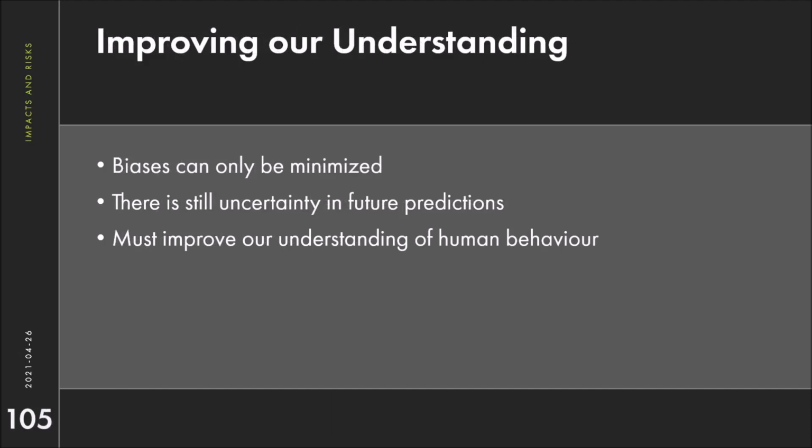We cannot eliminate these biases, but only try to minimize our lack of knowledge and continually reevaluate our understanding of the world over time. We cannot predict the future with certainty, like psychohistory in Asimov's Foundation series, but we can continue to update our models as our understanding of social behaviors changes.